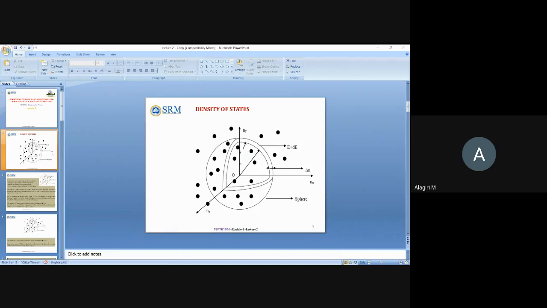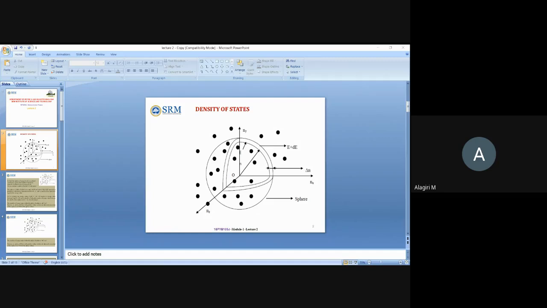Now, to find the number of energy levels in a cubical metal piece, and to find the number of electrons that can be filled in a given energy level, we would like to construct a sphere of radius n in space. Then the sphere is further divided into many shells, and each of these shells represents a particular combination of quantum numbers, namely nx, ny, and nz.